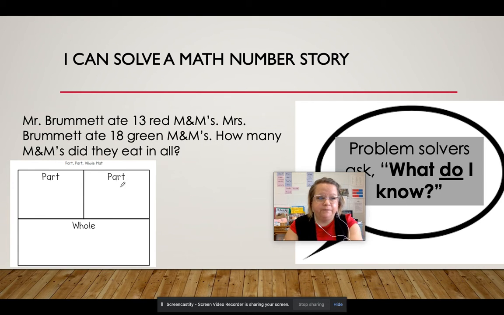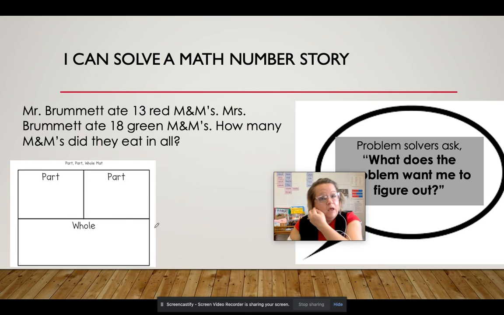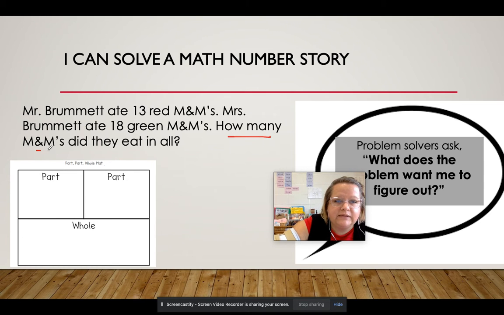What do I know? I know that Mr. Brummett ate 13 red. I know that Mrs. Brummett ate 18 green. What don't I know? I don't know how many they ate in all. What does this problem want me to figure out? It wants me to figure out how many M&Ms did they eat in all. It wants me to figure out this whole part.